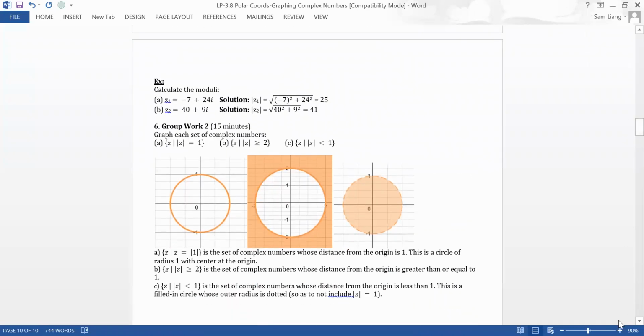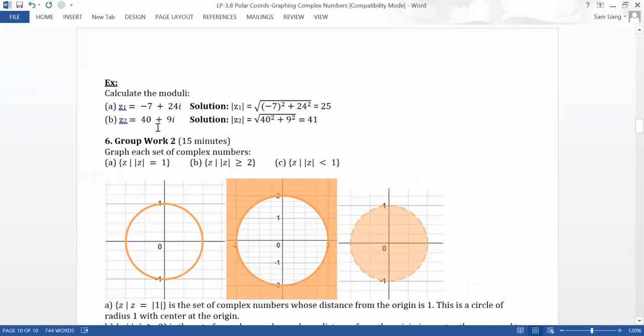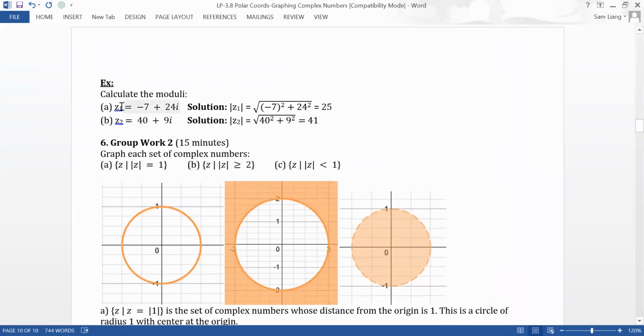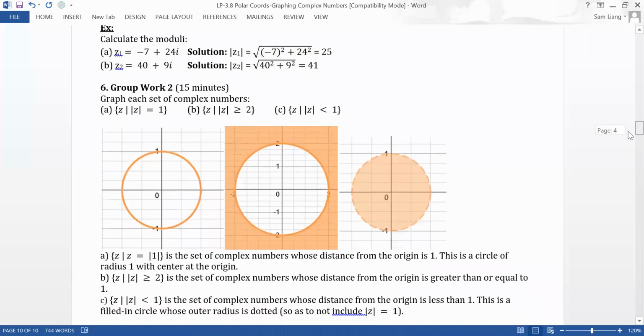All right, so the first two questions were calculating the modulus of these two complex numbers. First one is the square root of -7 squared plus 24 squared, which is going to be 25, right? You can use your calculator, or if you remember, that's a Pythagorean triplet. It's going to be 25 either way. So the first answer is 25. Part B, we have Z2, the second complex number, 40 plus 9i. That'll be the square root of 40 squared plus 9 squared, which is 41. Okay, so that's 41. The other questions were a little more difficult.